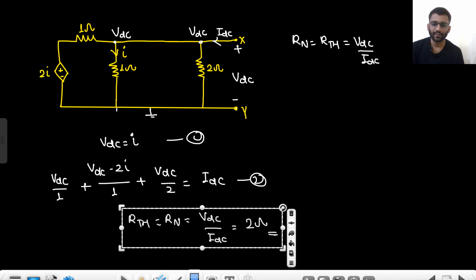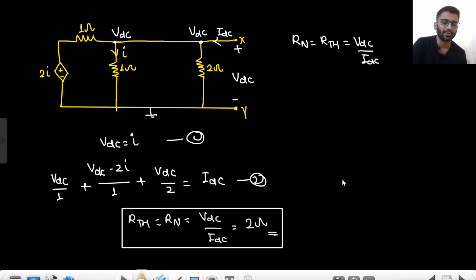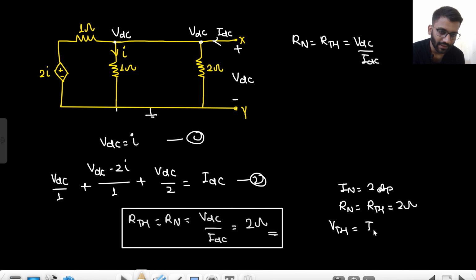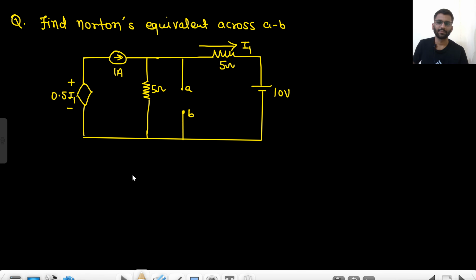So this is the value of RTH or RN. So basically you have the value of IN, that is 2 ampere. You have the value of RN or RTH, that is 2 ohm. You can calculate the value of VTH as well now, right? IN into RTH, that means it will be 4 volt. So all 3 parameters you can calculate if you already know 2 parameters. Let's move on to the next question.